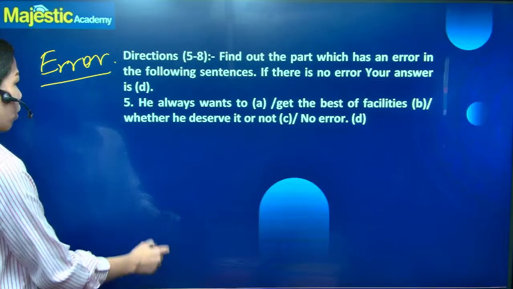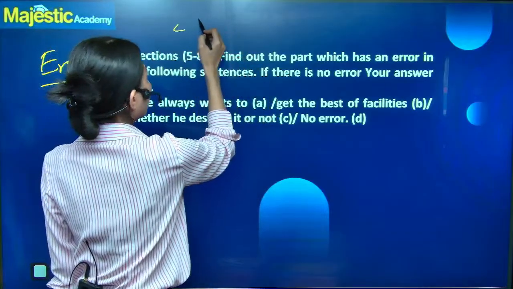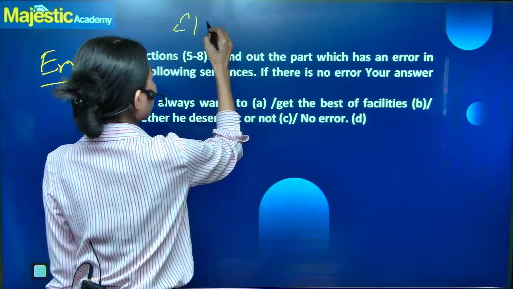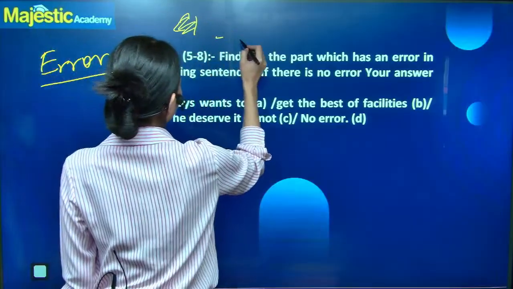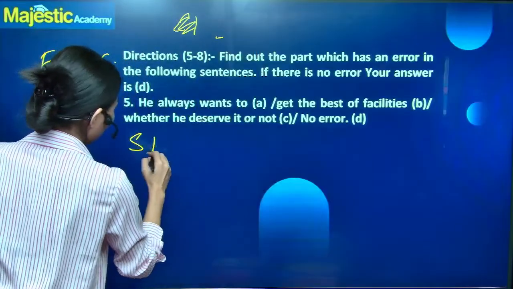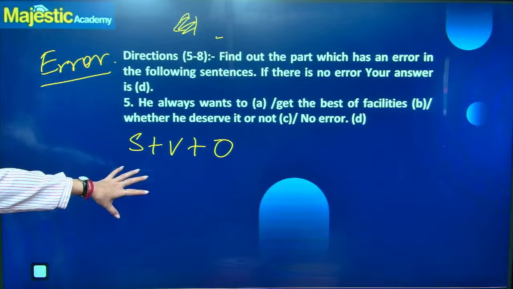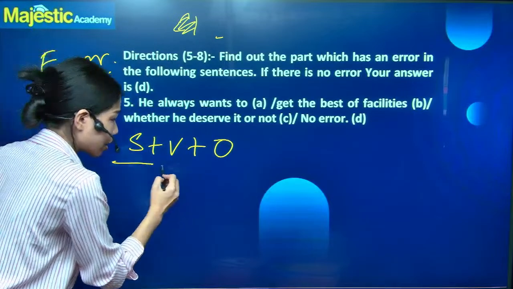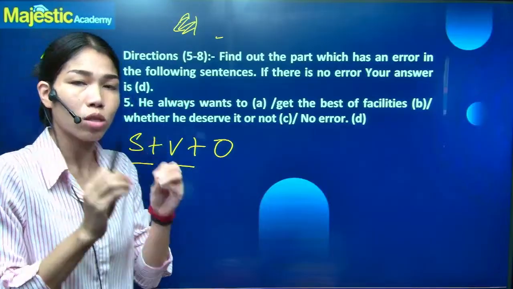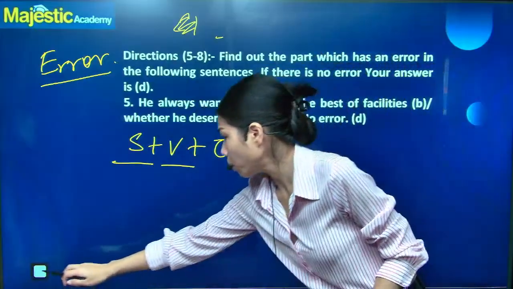Okay? So generally we find the error in a question on the basis of the structure: subject plus verb plus object. So the basic structure of an English sentence is this. We generally go by the rule that whatever your subject is, your verb has to match. That means if your subject is singular, your verb has to be singular. Okay? So we will go one by one in this section.